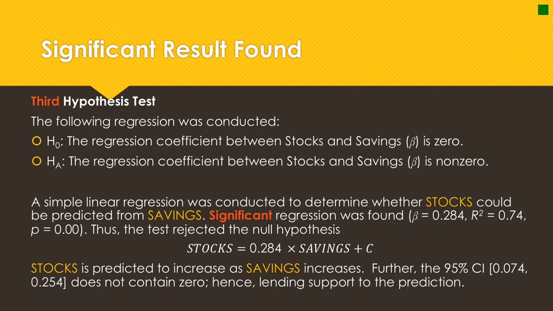Before moving forward, I am just going to sum it up: we have been given three hypotheses. In the first hypothesis, we failed to reject our null hypothesis. But in the second and third hypotheses, we rejected the null hypothesis and accepted the alternative hypothesis. Moving on.